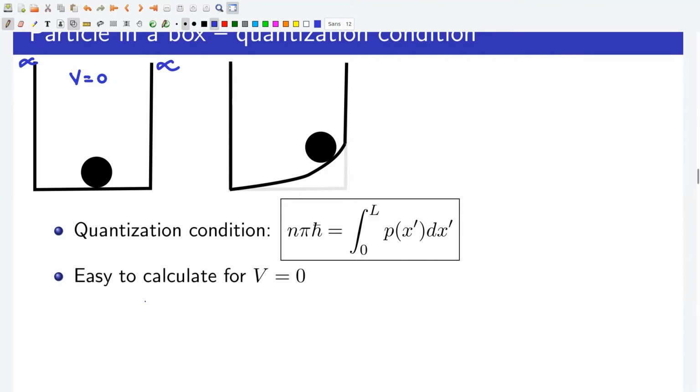Let us apply the quantization condition for V is equal to 0. In this case, p of x is equal to square root of 2m (E minus V), and since V is equal to 0, this is just equal to square root of 2mE.